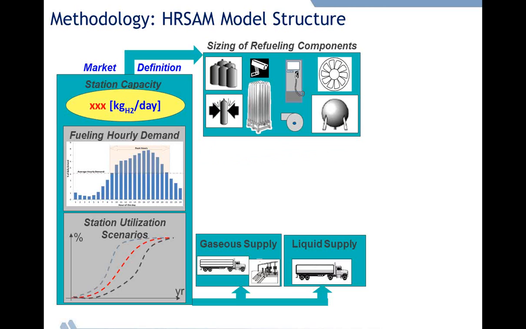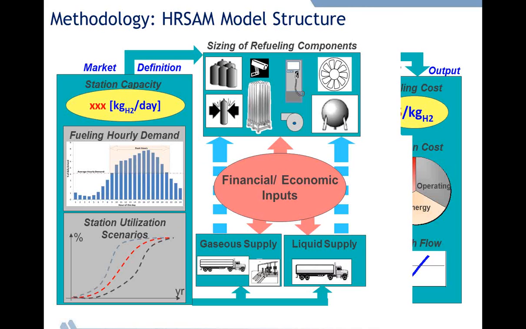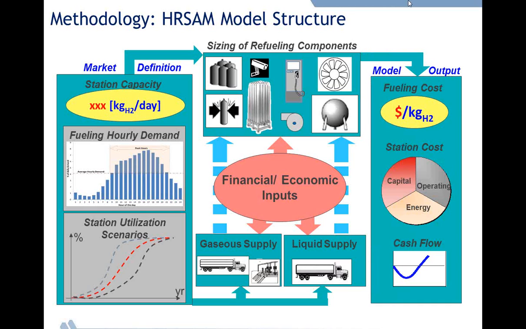Then based on these, the model will start to select the component consistent with the delivery method, whether it is gaseous or liquid, and then start to size the components. And then based on the financial and economic inputs and the cost of components, then the model will optimize the sizing of these components. And then finally, the model will give some high-level dollars per kilogram, but can give more details on capital, operating, and energy cost.